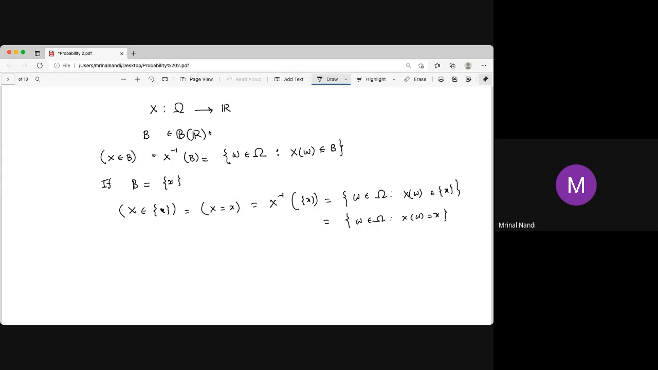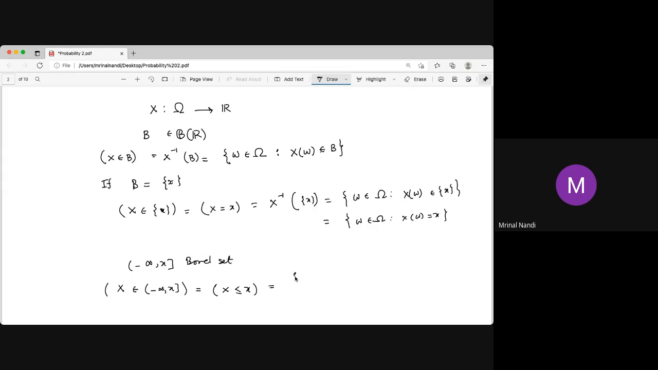Now, what are the Borel sets? The Borel sets, we know, are generated from this type of thing. From this type of thing, we generate the Borel sets. Now, this is a special type of Borel set, and for that we write, by notation, X less than or equal to x.